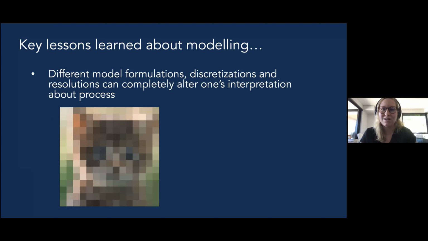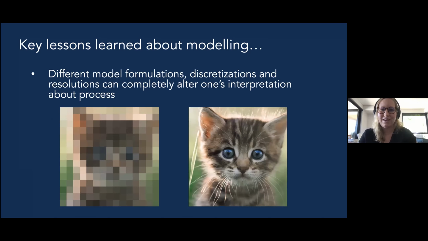And so if you come across a low resolution image that's highly pixelated, you might have some trouble identifying the object in the photograph. And the remedy for that, of course, is increasing the image resolution to capture more of the details. And the same principle applies for numerical models when you want to resolve physical processes.